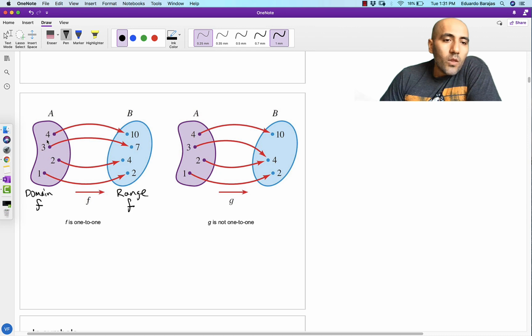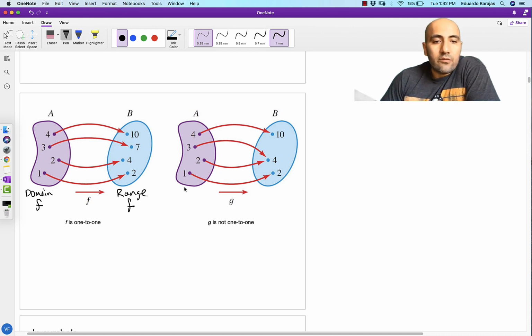At any rate, what we want to draw from this is that the domain has the numbers 1, 2, 3, and 4. The range has the numbers 2, 4, 7, and 10. And the 4 leads to the 10, the 3 leads to the 7, the 2 leads to the 4, and the 1 leads to the 2. Okay, that's this function. Now, in contrast, looking at this function, this is the g function.